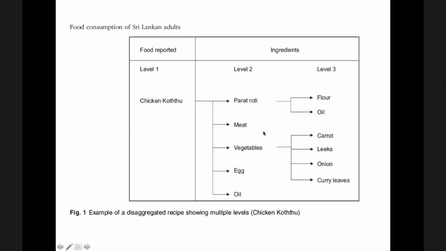Because your patients do not eat food as it is. They eat mixed dishes. That's very important in Sri Lanka, because if you take fried rice or something, there are many things. If you take this kottu, there are many things. So it's not just a roti. There is meat, vegetables, eggs, oil. So you should get an idea of what the ingredients are.